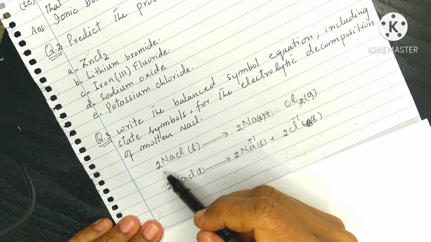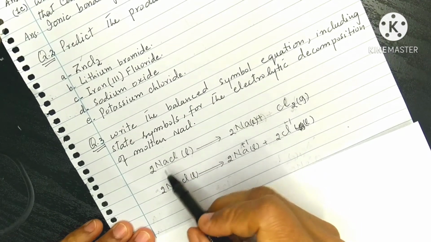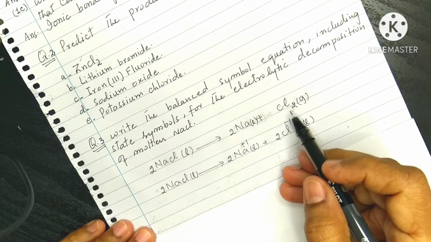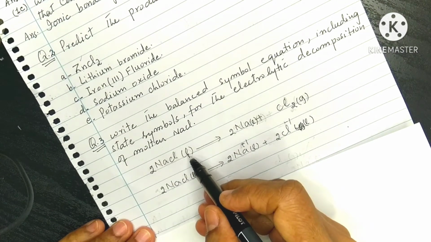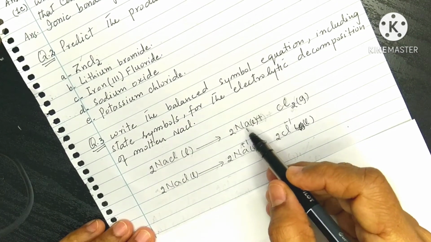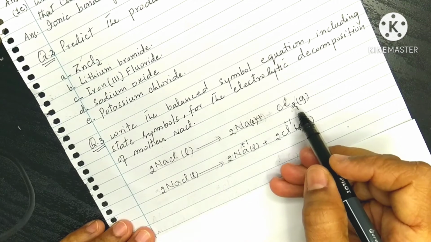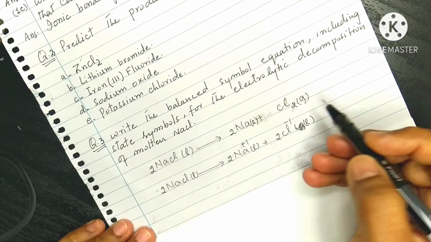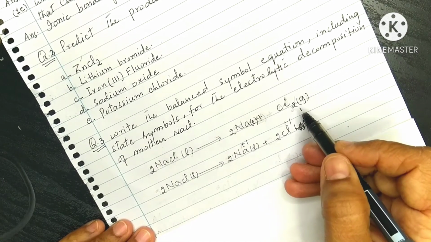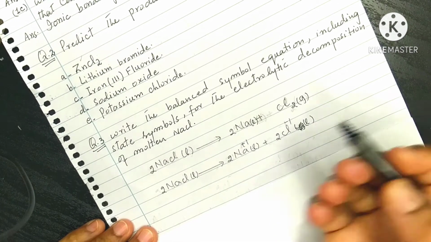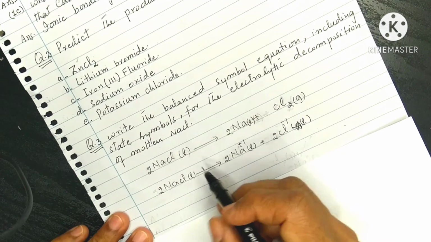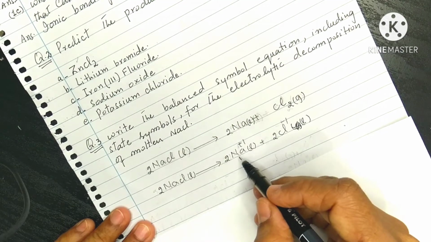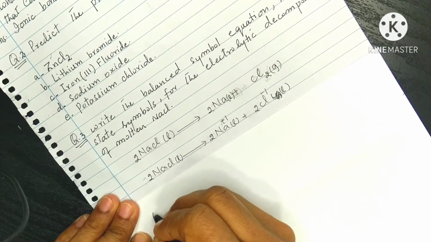So for molten sodium chloride, first of all, this is the balanced symbolic equation in which sodium chloride, in liquid form, converts into sodium metal and chlorine gas. Sodium metal will be deposited at the cathode, and chlorine gas will be released at the anode. During the electrolytic decomposition, first of all, sodium chloride in molten form will convert into sodium positive and chloride negative ions.